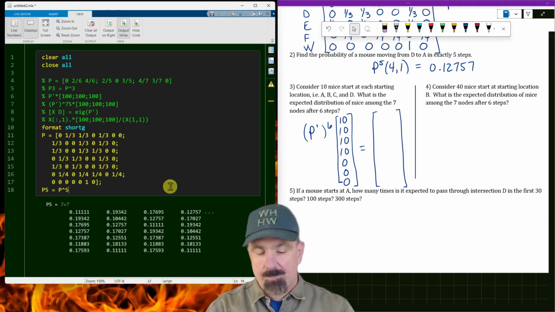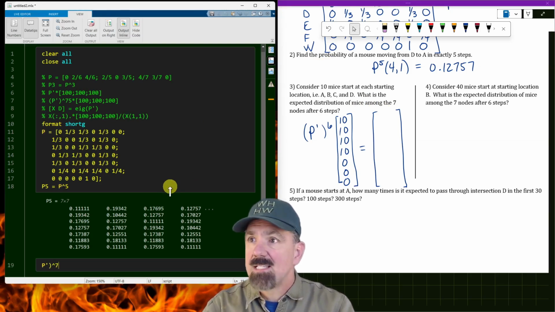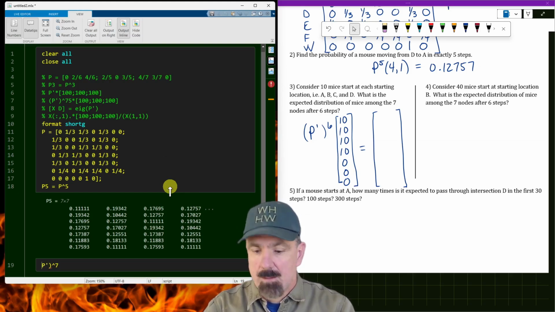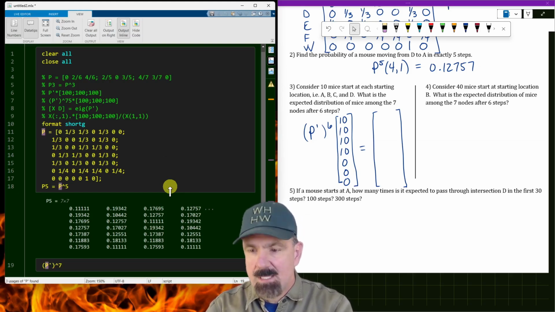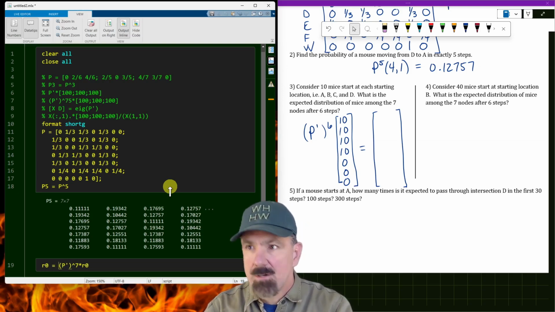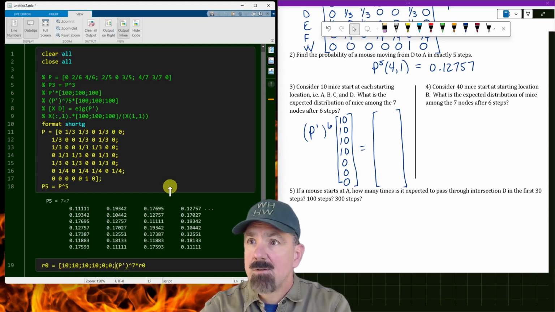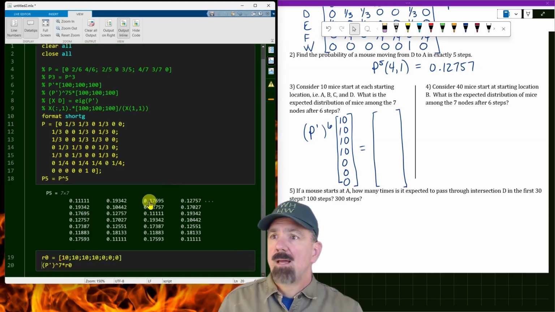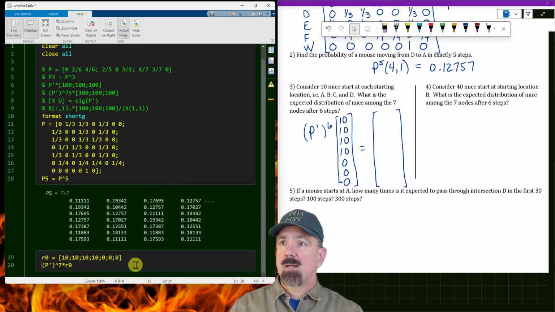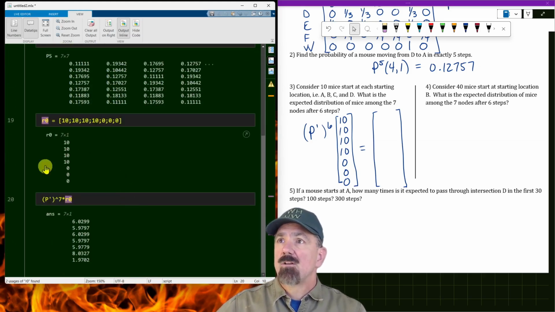Okay. So, easy enough. I have P transpose. I'm going to raise that to the 7th power, and then multiply times the initial distribution, which I will call R0. Let me just define an R0 here. R0 is equal to 10, 10, 10, 10, 0, 0, 0. That's going to give me my initial vector, and then we'll do the multiplication. So let's run that. That looks correct. And so this is the distribution of mice right here.